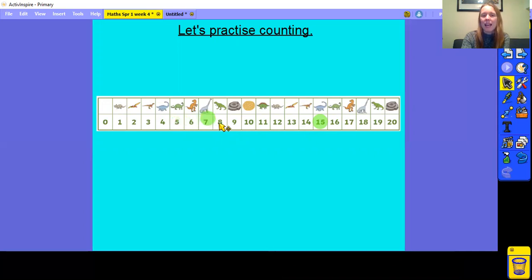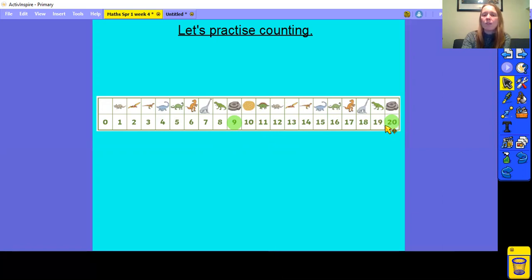Okay, let's start on 9 this time, and we'll stop at number 20. First, we're going to count forwards, and that means our numbers are going to be getting bigger. Let's start with our smallest number, 9. Off we go. 9, 10, 11, 12, 13, 14, 15, 16, 17, 18, 19, 20.